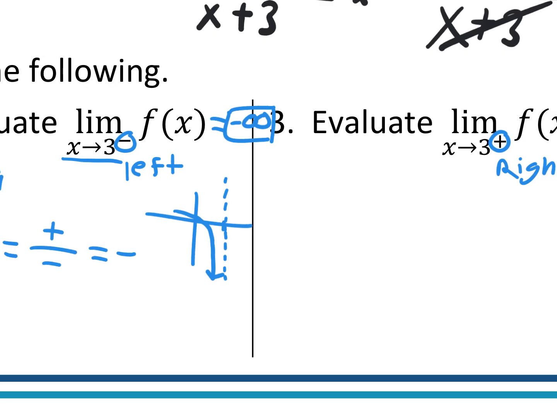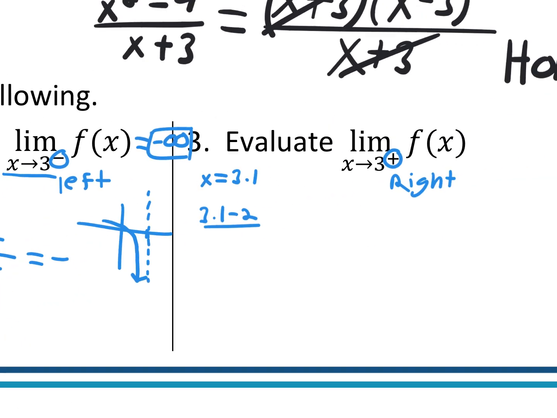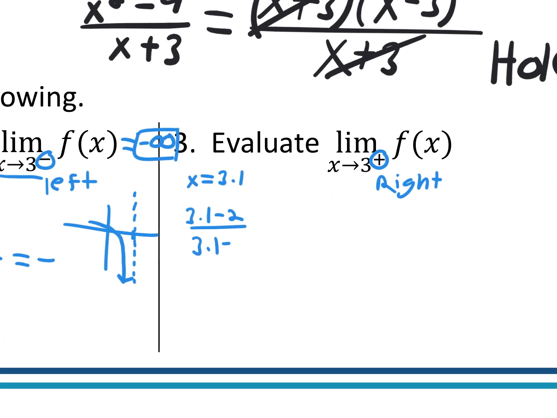What about 3 from the right? What's a number super close to 3 from the right of it? Sure, let's try 3.1. And then when you plug it into the simplified function, we get 3.1 minus 2 over 3.1 minus 3. What kind of number is on top? It's a positive. What kind of number is on the bottom? Also positive, so that means positive over positive is positive. That means the graph of this function at 3 from the right is going to go up towards positive infinity.